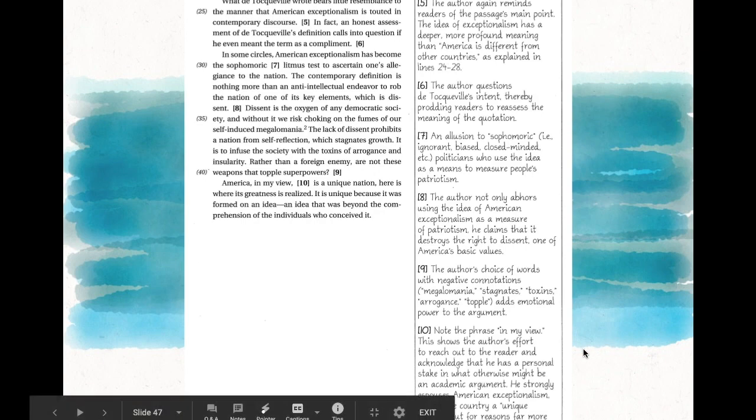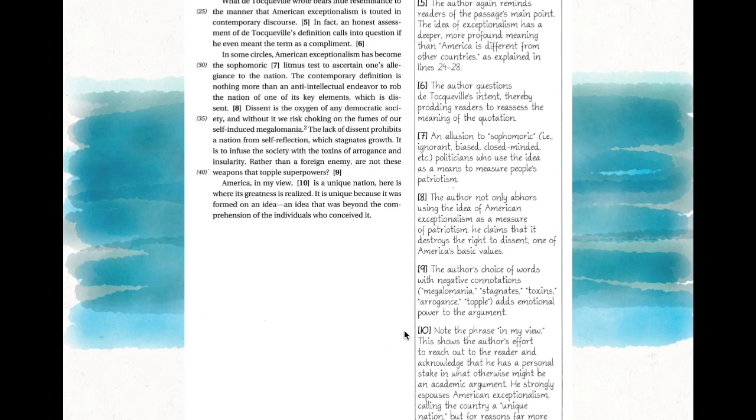Just because we're unique does not mean we are the best. Here is where its greatness is realized. It is unique because it was formed on an idea that was beyond the comprehension of the individuals who conceived it.